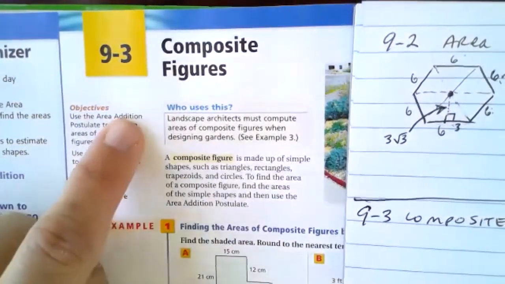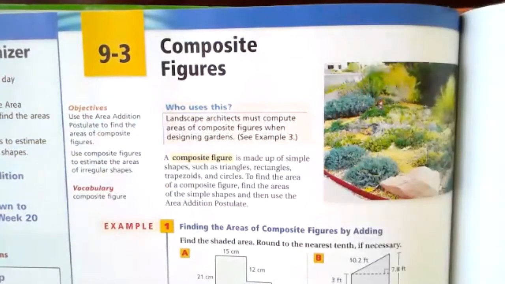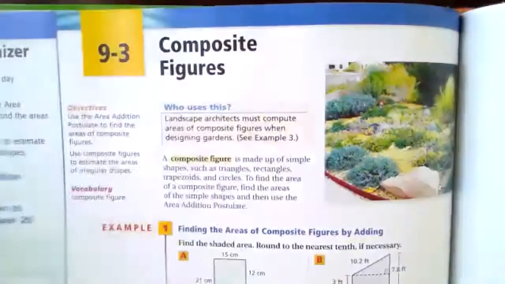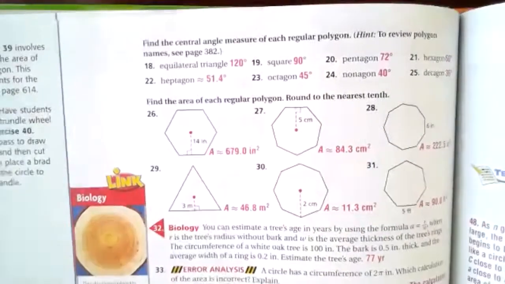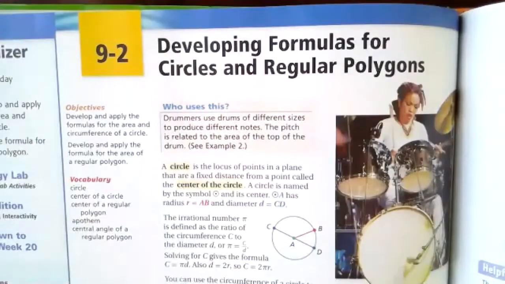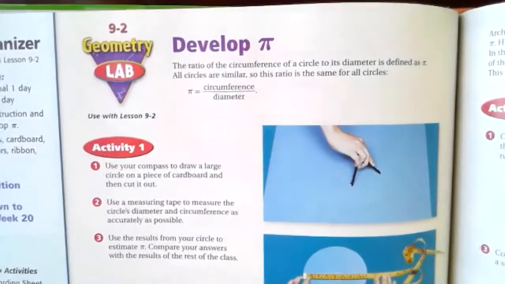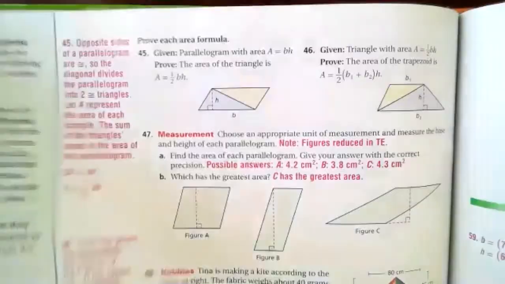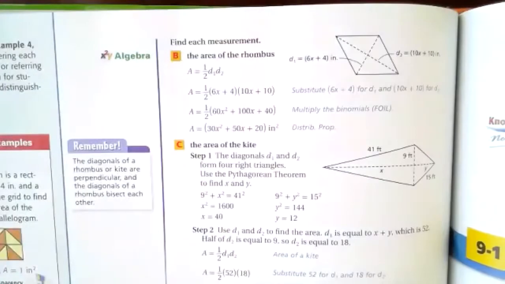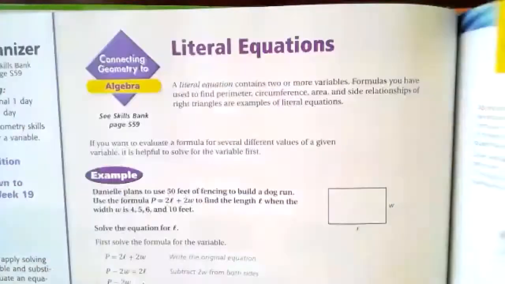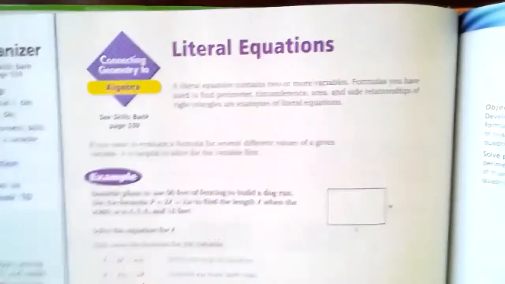Well, the area addition postulate is what we need to write down. I don't know, I think we already wrote that down. Let me go back a couple of pages. Okay, area addition postulate is in section 9.1, I believe. I think we talked about this last week. Let me go back. Here it is. Area addition postulate. It looks like this.